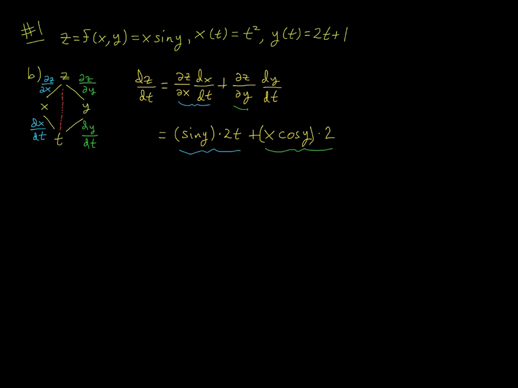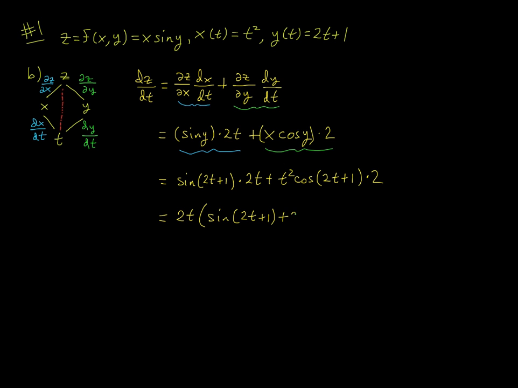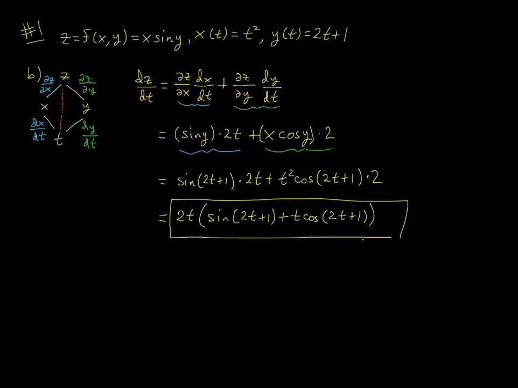So you might say, wait a minute, this doesn't really look like the answer we got just a few moments ago. Although it might not look like it now, notice y really is 2t plus 1 and x is t squared. So if I convert everything in terms of t, here's what I'll get: the sine of 2t plus 1 times 2t, plus x, which is t squared, times the cosine of 2t plus 1. Okay, this is now looking a little familiar. If I factor out that 2t, I do get exactly the same thing. So they do agree, and this is a good place to stop. I'll see you next time.